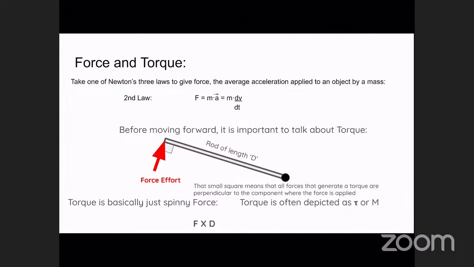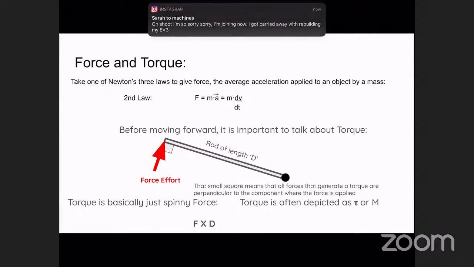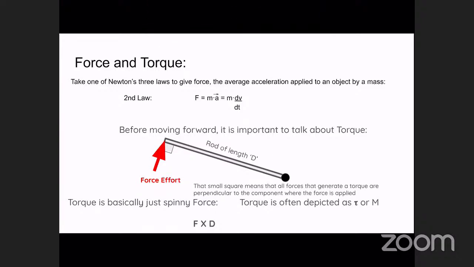So let's talk about another thing, which is torque. Torque is, like it says there, just spinny force, which is true. It's force applied at a distance from a fulcrum. A fulcrum is a point at which an object can spin. An example of a fulcrum would be something like a lever. A lever would have a fulcrum at one end, and you'd apply the force somewhere along that line, and you can determine the intensity of the torque based on the direction at which that force is applied.